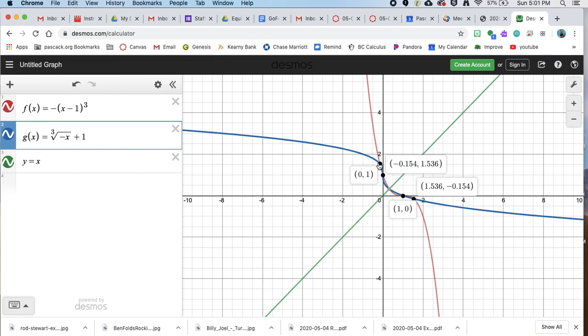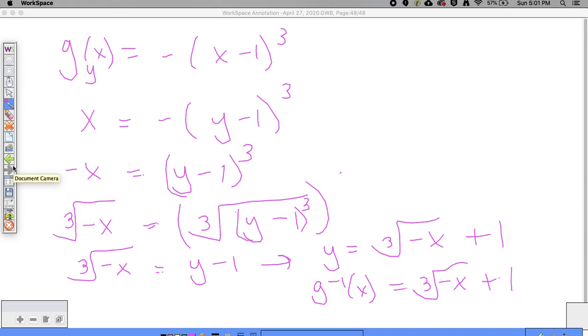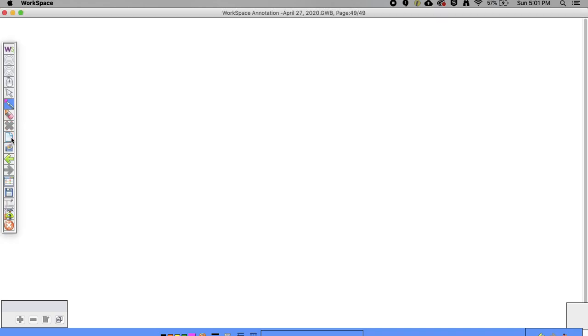All right. I want to get into something where we have to actually do a domain restriction. There's nothing on this sheet that I noticed that actually has a domain restriction on it. So here's the thing. I want to do something where we have to find the inverse.